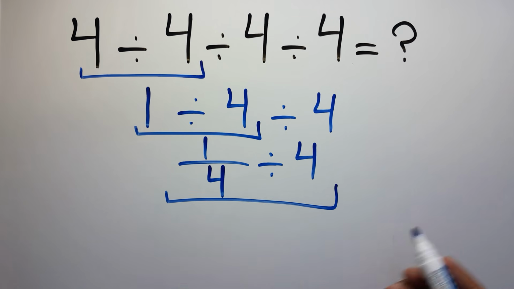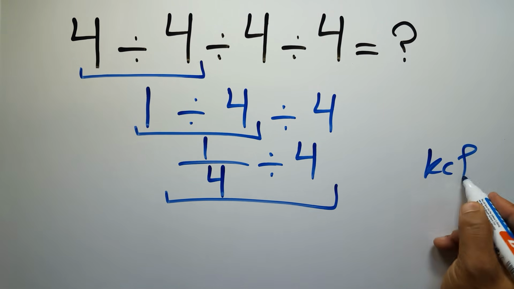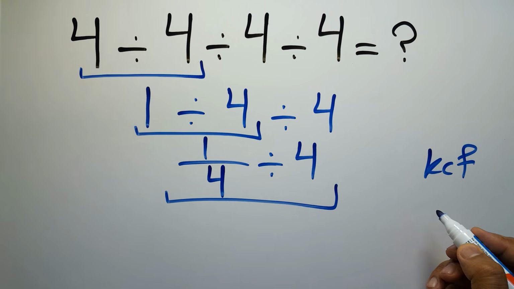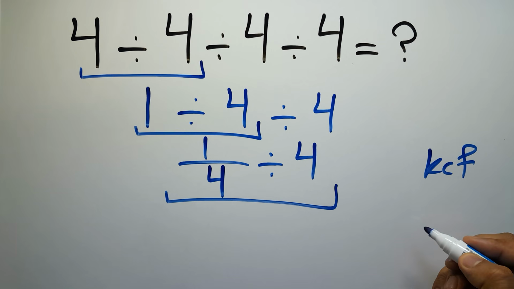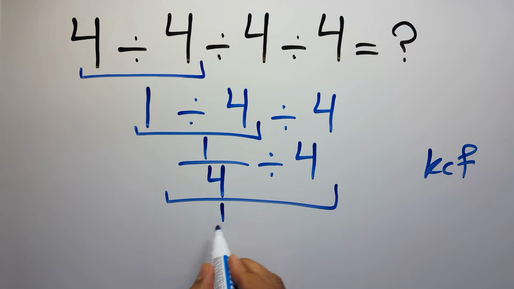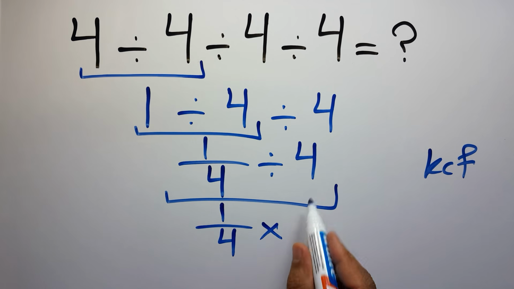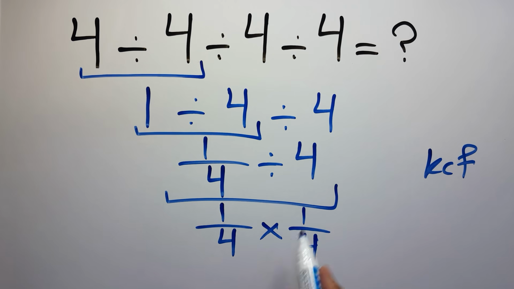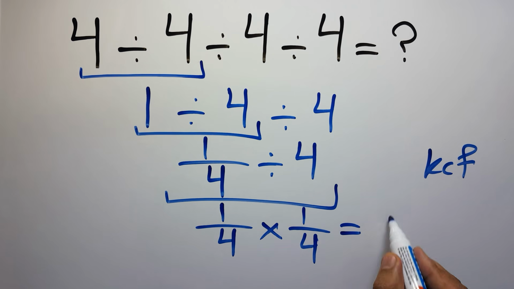Okay, now according to the KCF rule, K stands for keep, C stands for change, and F stands for flip. We can write: keep the first fraction, change division to multiplication, and flip the second fraction. So we have 1 over 4 times 1 over 4, which equals 1 times 1 gives us 1.